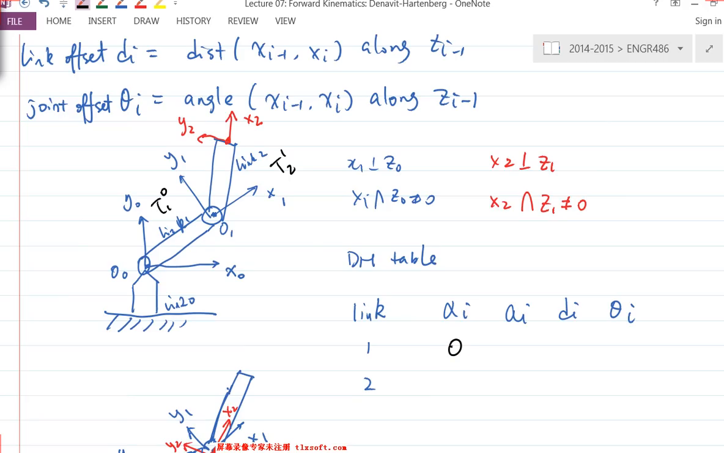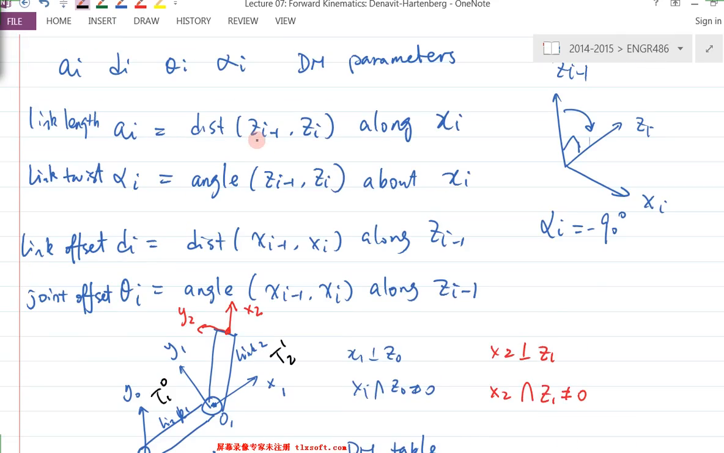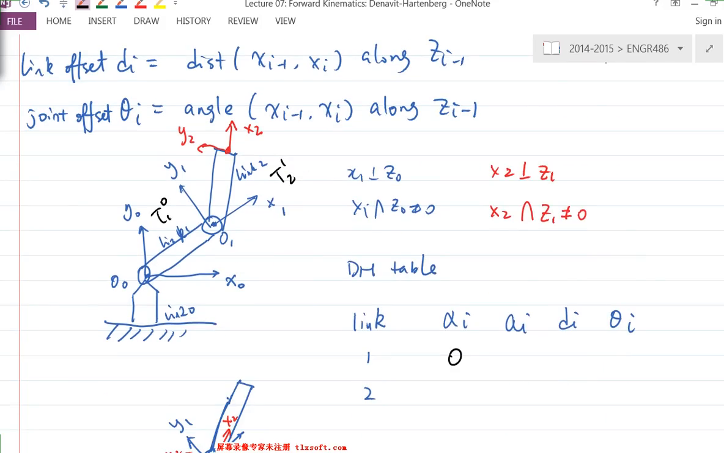And a is the translation from the previous z-axis to the next one along the current x-axis, the x i axis. So translating from this z to this z along this x1. How much do we translate from here to here? That's the link length, right? So let's say the link length is L1.